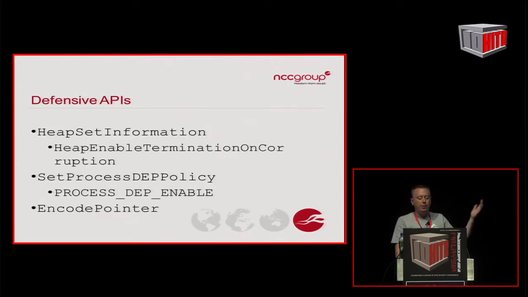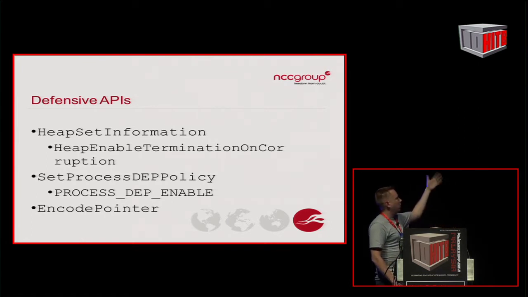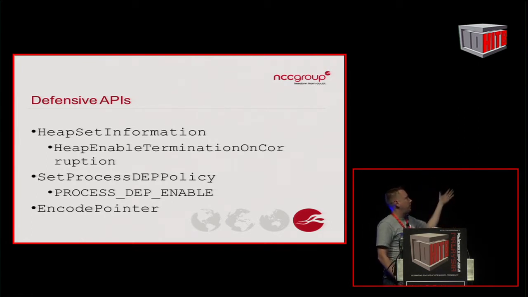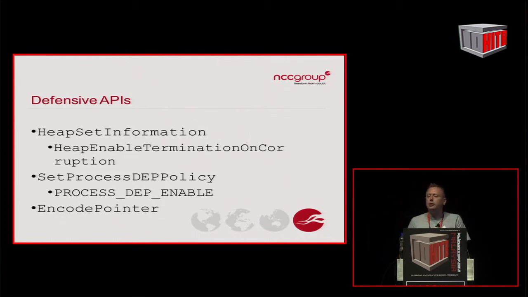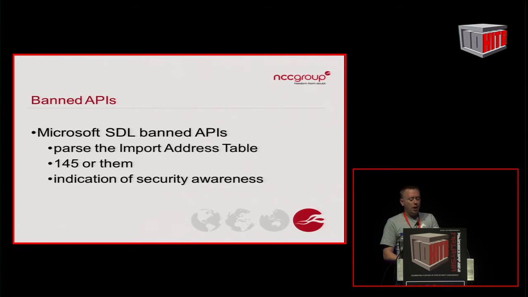And then, as I mentioned earlier, there's a number of defensive APIs. The way that we do it is the developer calls HeapSetInformation, and they specifically pass the parameter terminate on heap corruption, and as I mentioned earlier as well, enabling DEP forever. So if developers are calling these, we know that they're probably on top of their game and, from an attacking perspective, step away. And then the SDL APIs, as I said, 145 of them, and we can do that relatively quickly.